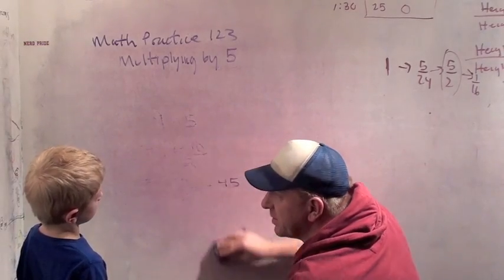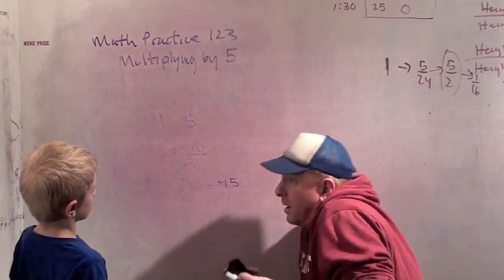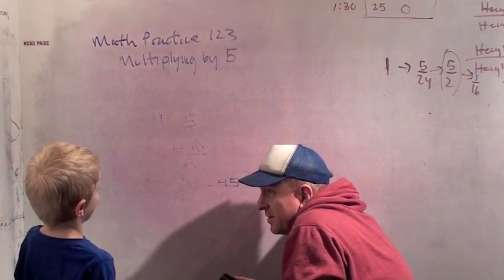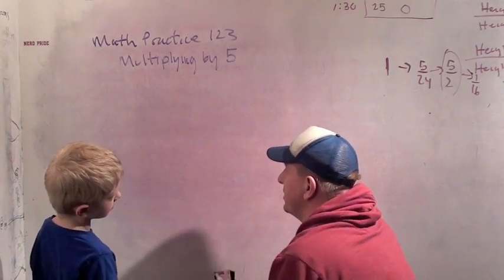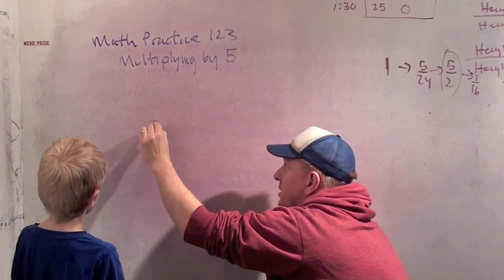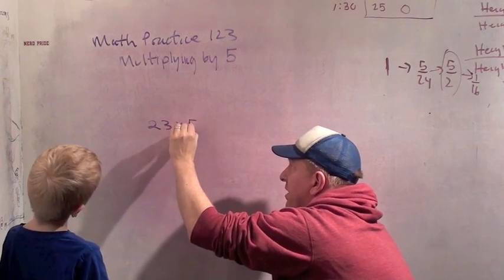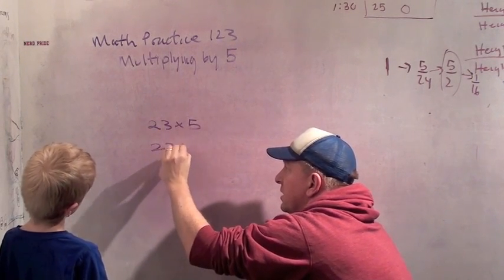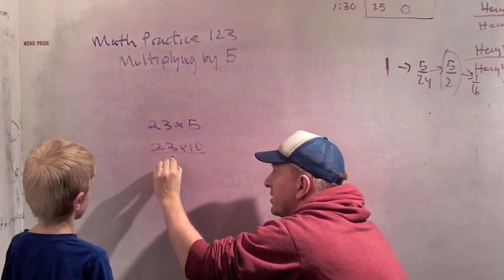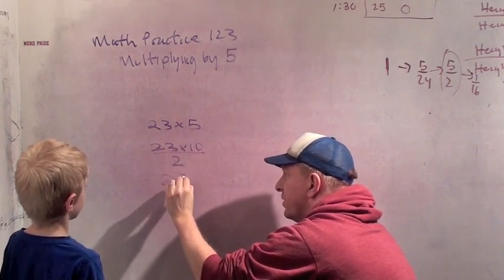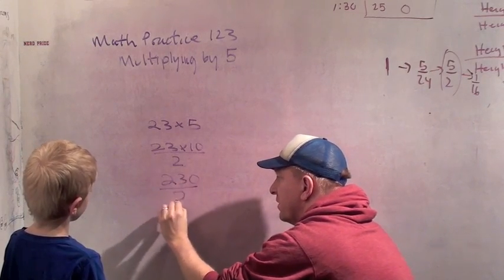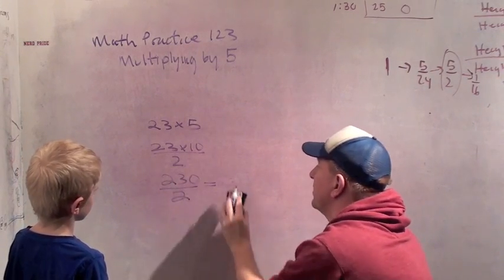And let's do one kind of tricky one. How about 23 times 5? Is it too hard? No. Okay, let's see. 23 times 5 is the same as 23 times 10 divided by 2. What is 23 times 10? It is 230. So that means divided by 2. Let's see if we can figure this out.